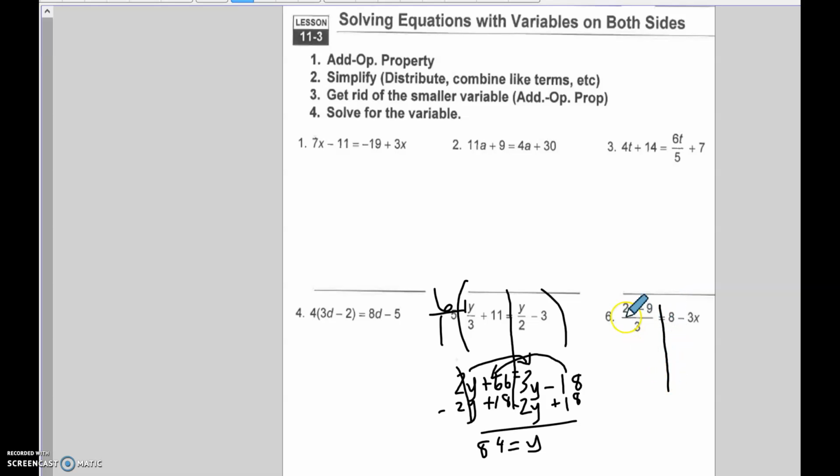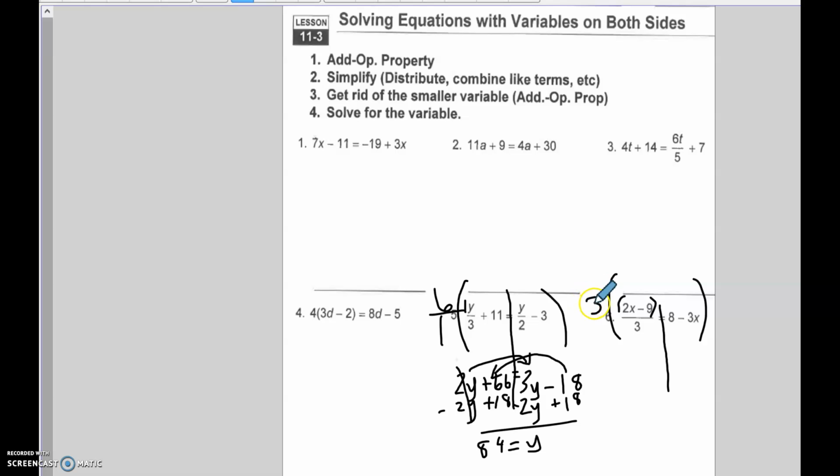All right, if I have a fraction bar with more than one term in the numerator, there's an invisible parentheses here, and I can't get at anything until I get rid of this 3 here in the denominator. So the inverse of dividing by 3 is multiplying by 3. So I'm going to multiply this entire equation by 3. I want to get rid of this fraction, and I need to multiply every single term like I did here to get rid of 3.